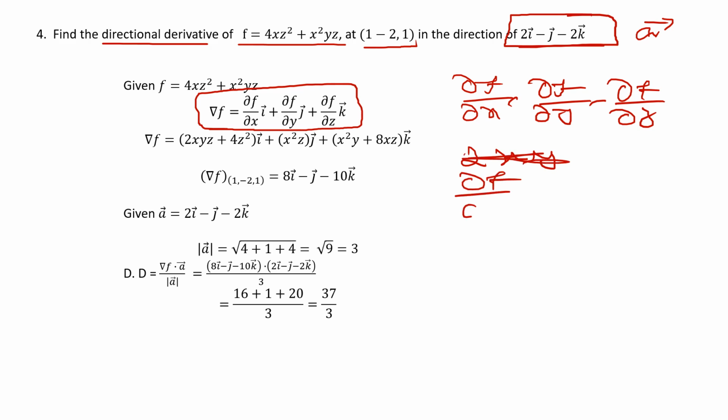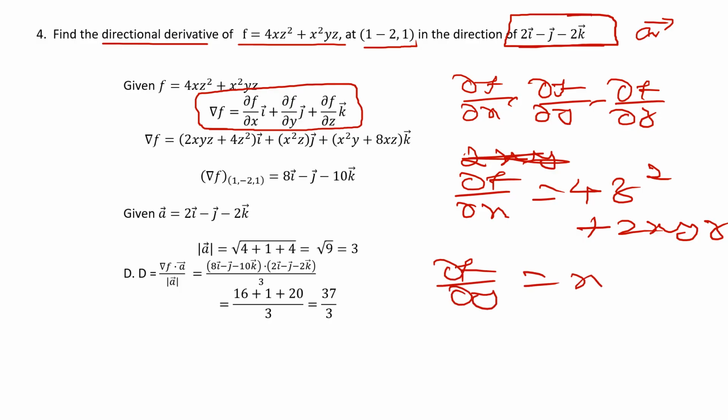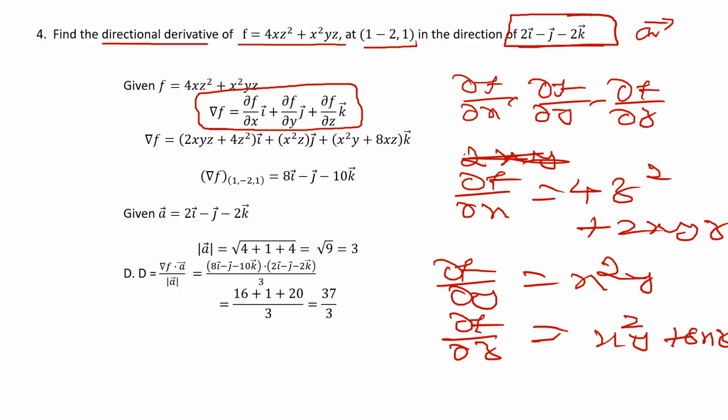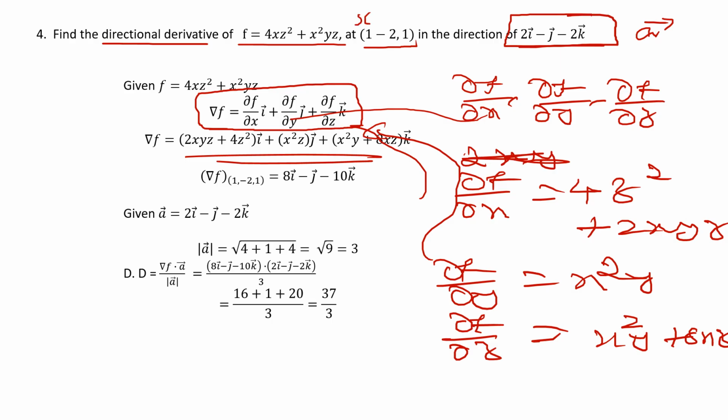Dou f by dou x, that will give you 4 z power 2 plus 2xyz. Dou f by dou y will give you x squared y. Dou f by dou z will give you x power 2 y plus 8xz. Then substitute the values here, will give you this. And then in the answer, replace x equal to 1, y equal to -2, z equal to 1, will give you del f equal to 8 i vector minus j vector minus 10k vector.